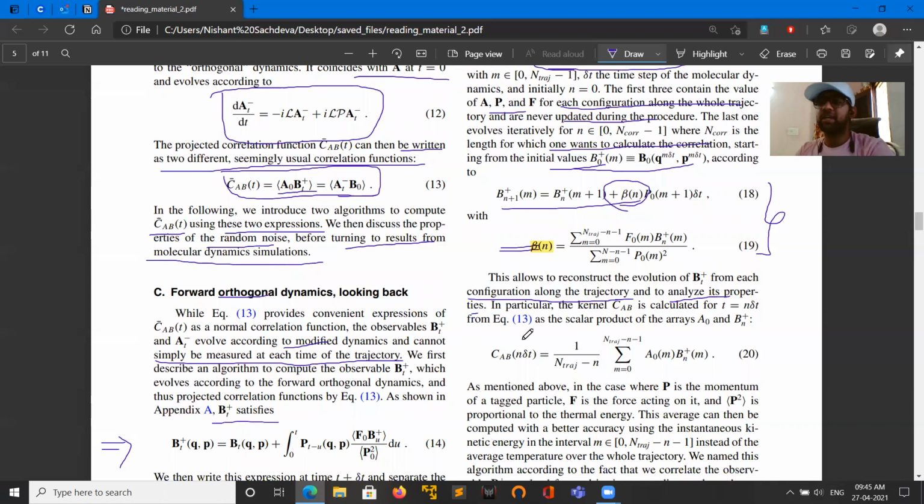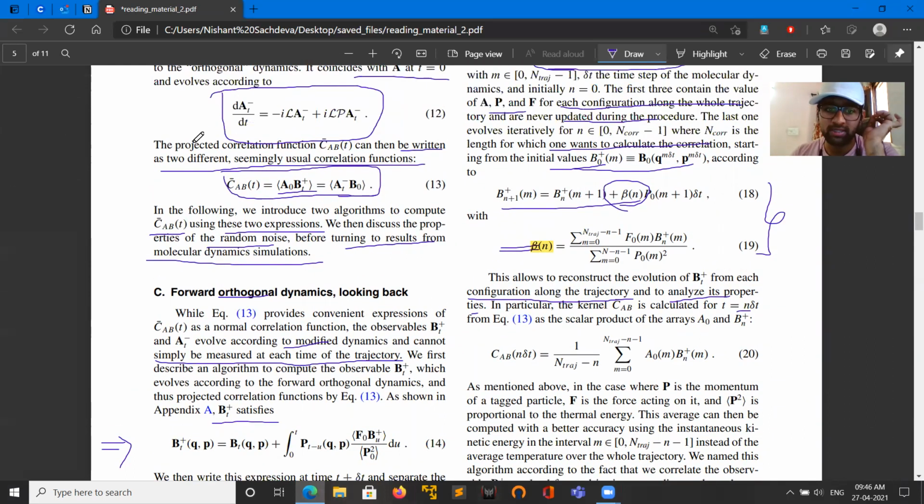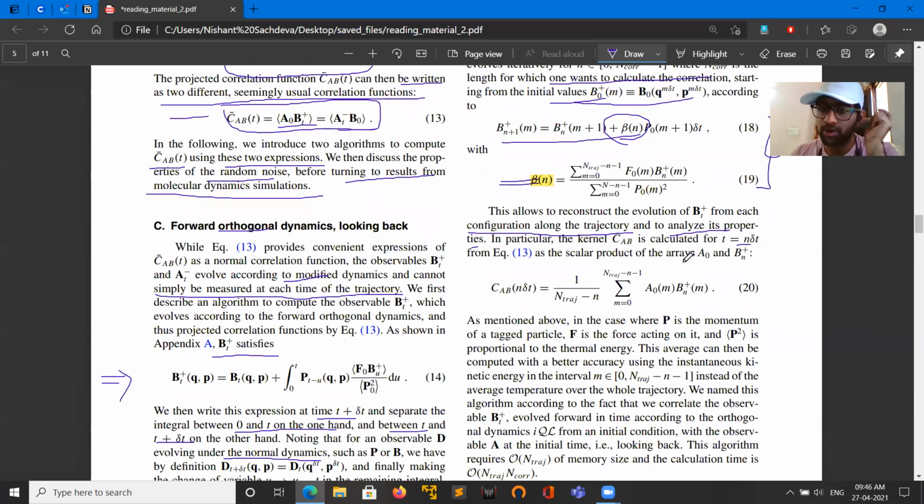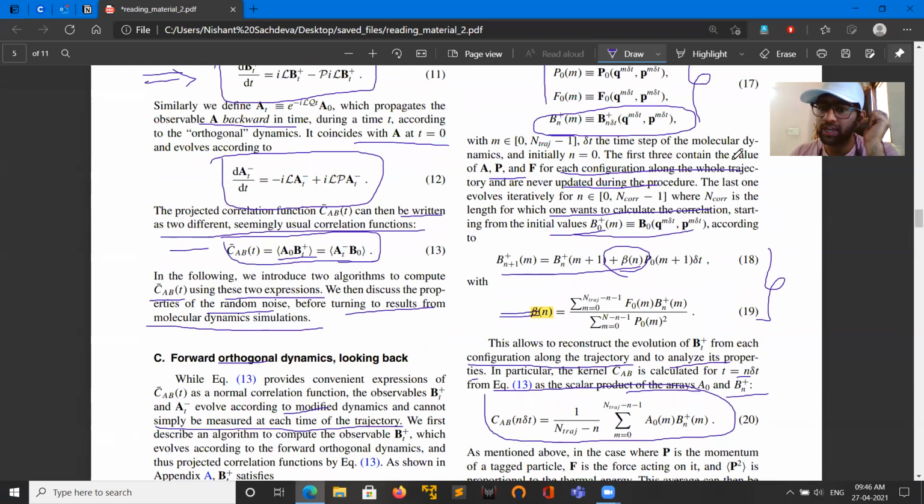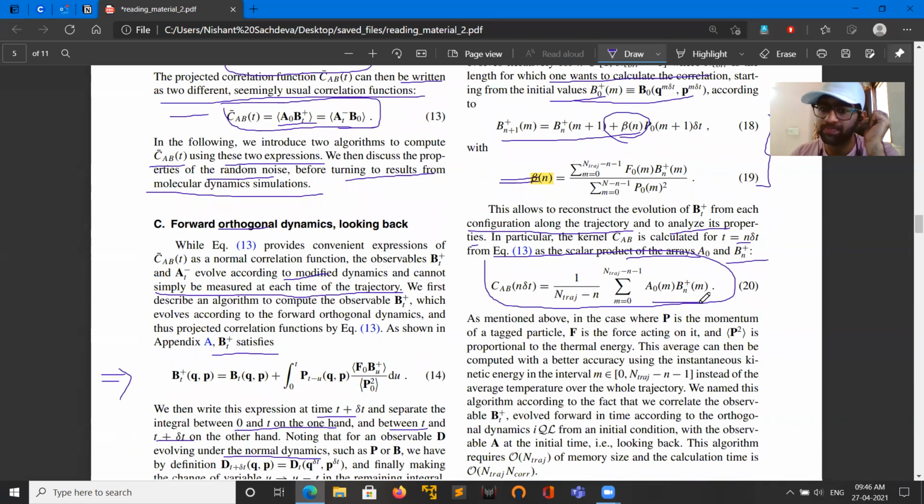So now obviously since we can check it frame by frame, we can also analyze it frame by frame. That gives us a better amount of data and better understanding of how things are working. In particular, the kernel CAB is calculated for T equals n delta T from equation 13. Equation 13 is this guy. And the scalar product of the arrays A0 and Bn plus is this guy. The arrays. So summation of A0 of m and B0 plus. So that's the scalar product.